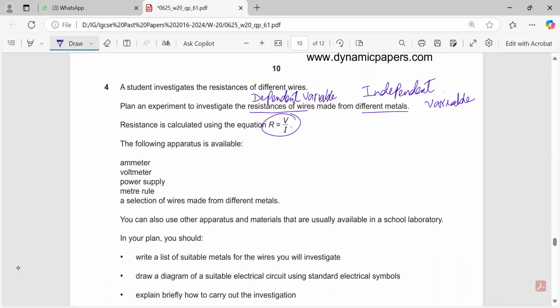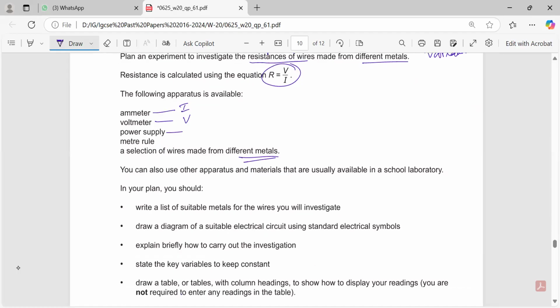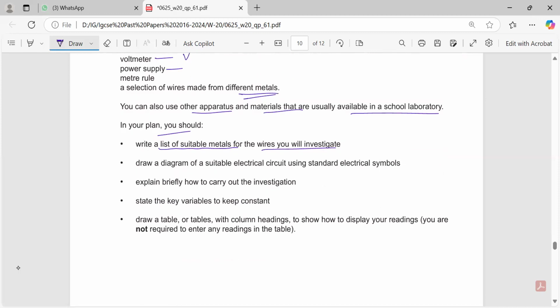The following apparatus is available: ammeter, of course, to measure current, voltmeter to measure voltage, power supply to provide the potential difference, meter rule to measure the length of the wires, and a selection of wires made from different metals. You can also use other apparatus and materials that are usually available in a school laboratory in your plan. You should give a list of the suitable metals for the wires you would investigate, draw a diagram of the suitable electrical circuit using standard symbols, explain briefly how to carry out the investigation, state the key variables to be kept constant, and then draw a table or tables with column headings to show how to display your readings.